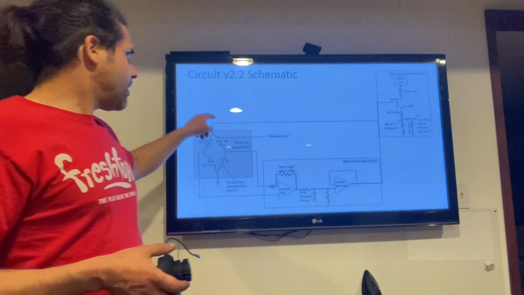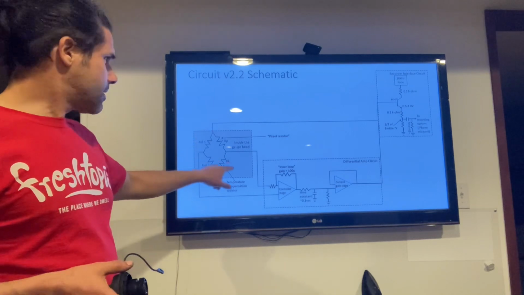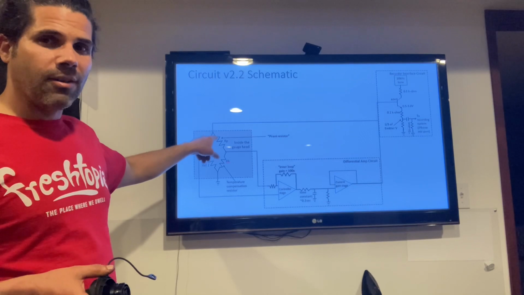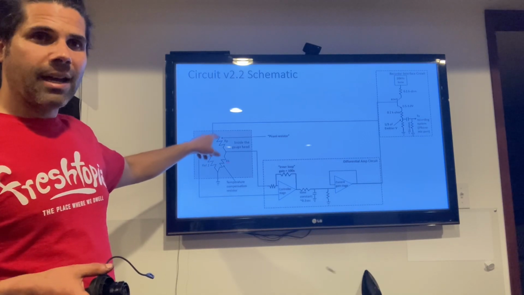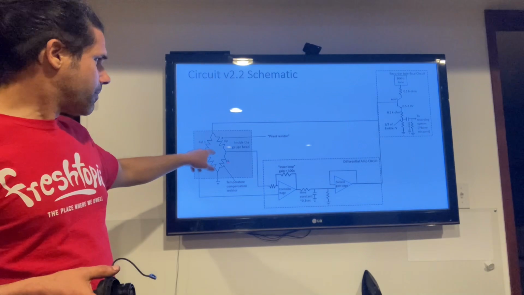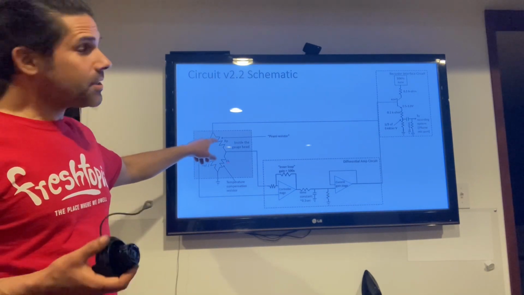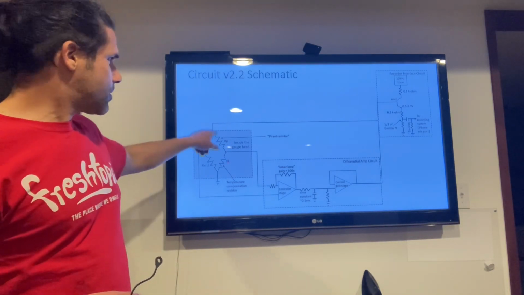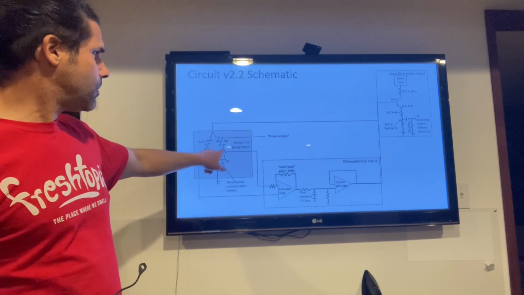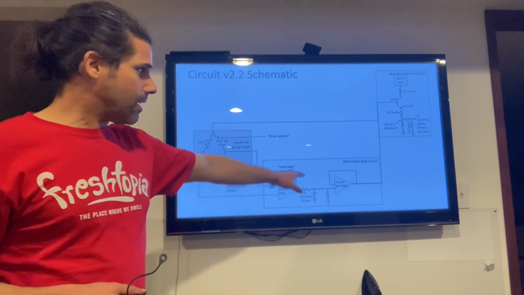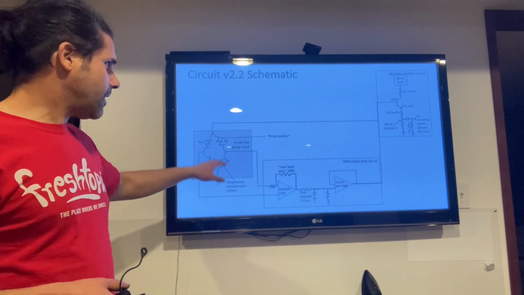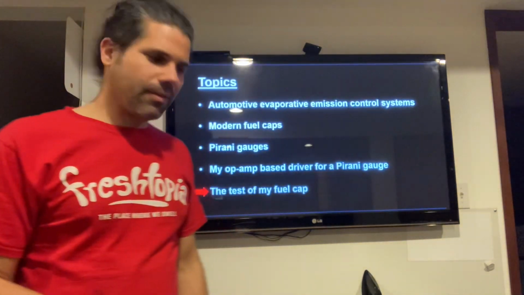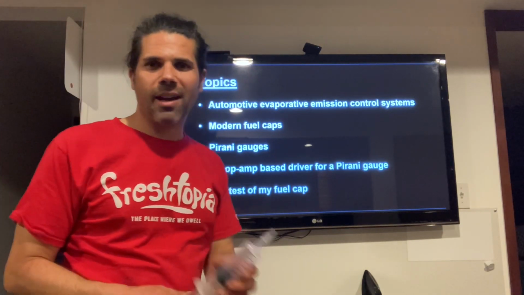So it basically drives the voltage on the resistance. Again, this resistor changes resistance as a function of pressure, and it actually changes as a function of temperature. So basically this drives it until these two are equal. It's an inverting op amp, and that's the circuit. So now we're going to talk about the actual fuel cap test.